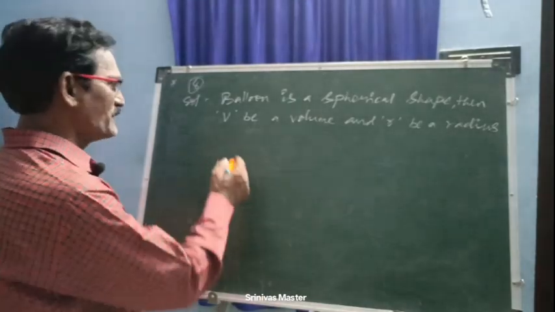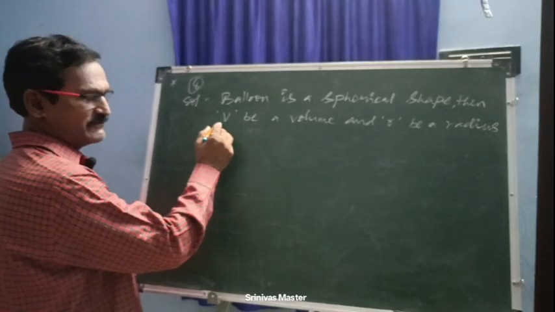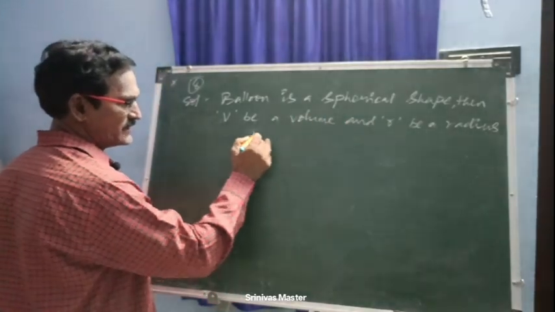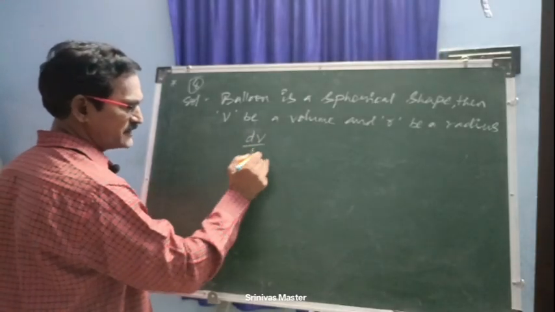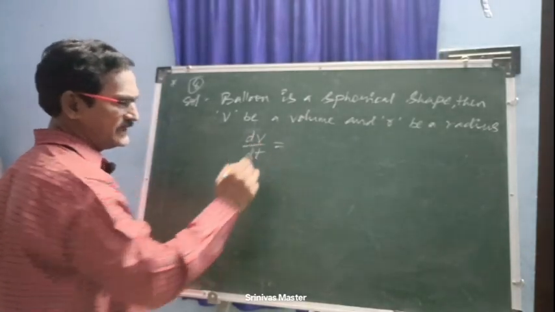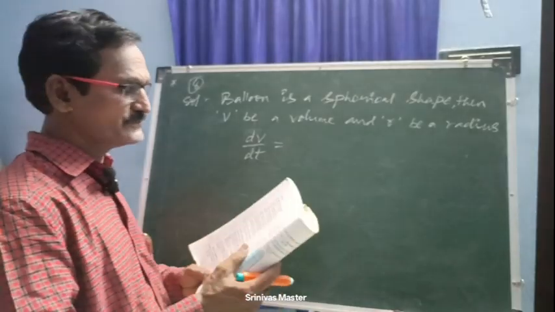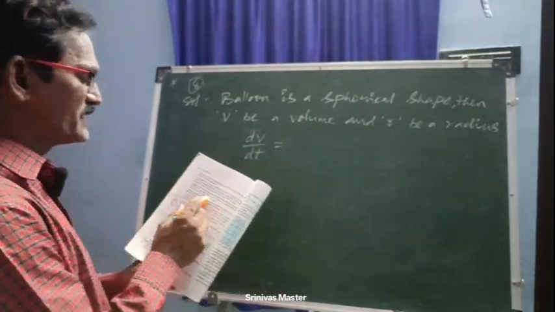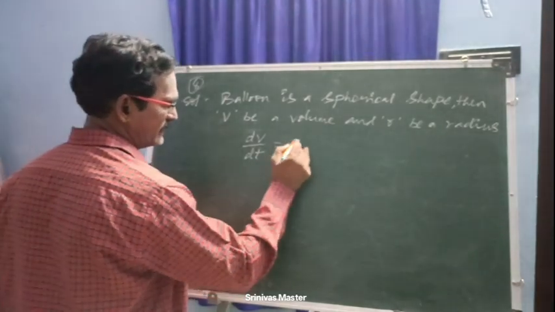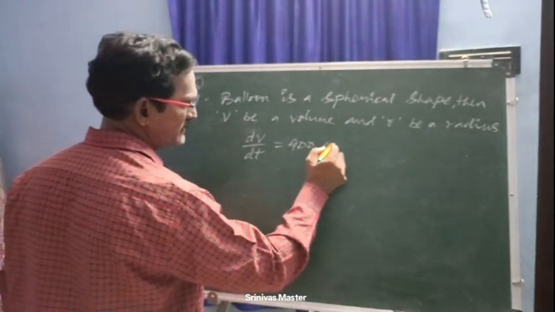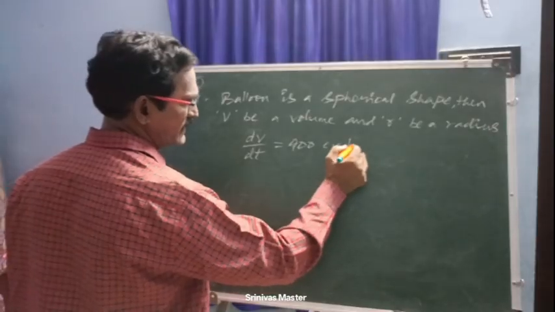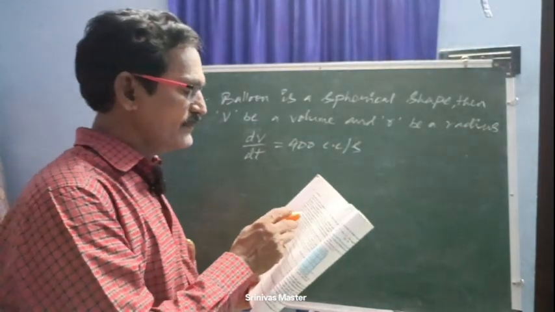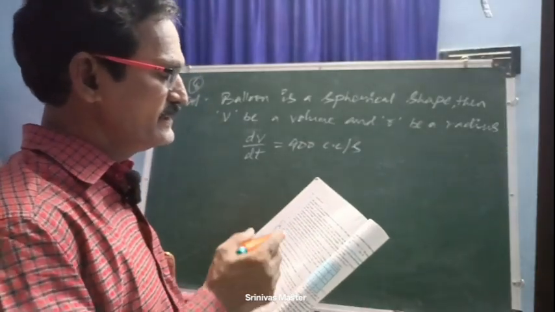Volume is represented by V, and radius is generally R. So the rate of change in volume of a sphere, dV by dt, is given. How much is given, children? 900 cubic centimeters per second. You can write cc per second. That is the volume increasing at 900 cubic centimeters per second.